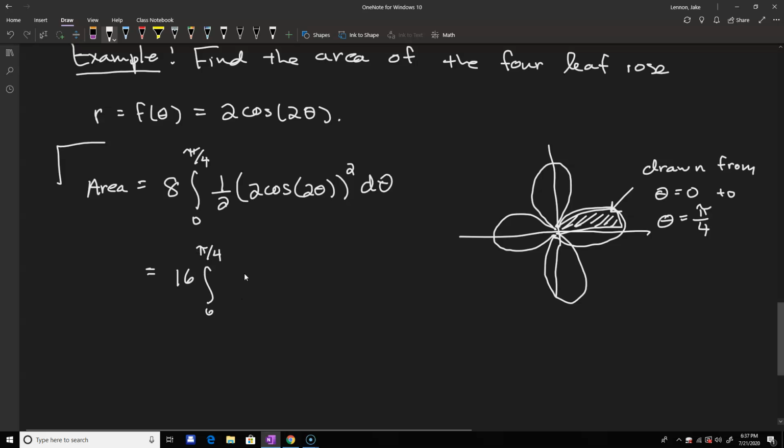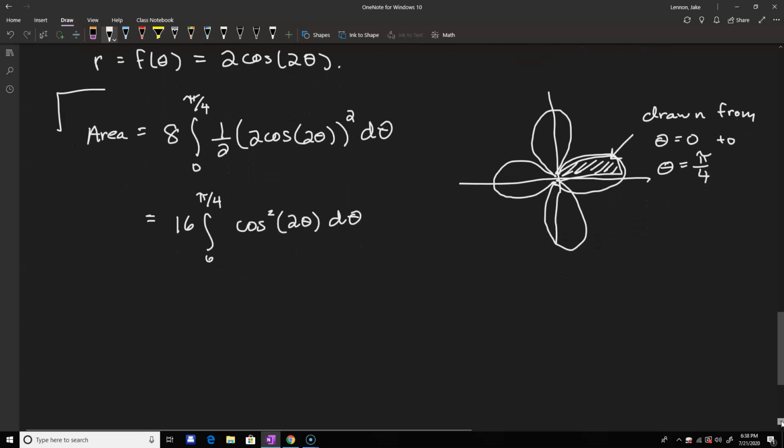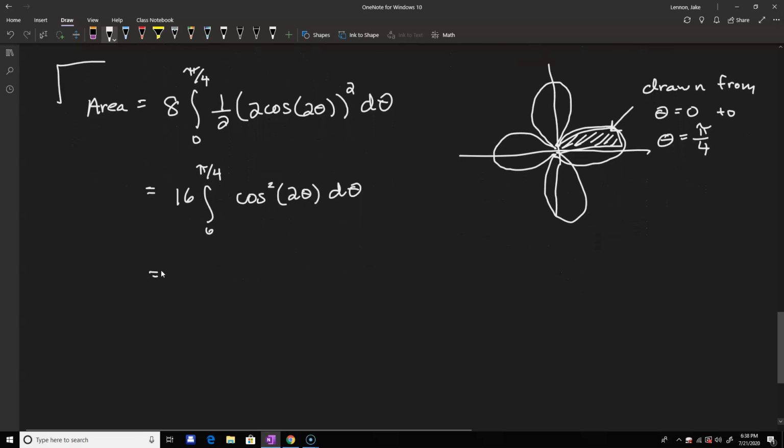And this is going to be cosine squared 2 theta d theta. And the way that we integrate this, remember, is we apply the half angle formula to cosine. So this is going to be exactly 16 times the integral from 0 to pi over 4 of 1 plus the cosine of 4 theta over 2 d theta. So that is the half angle formula for cosine.